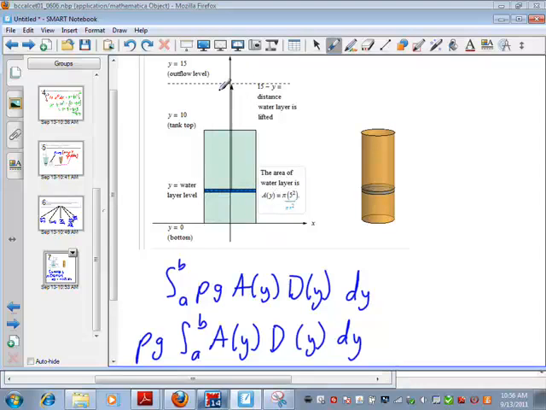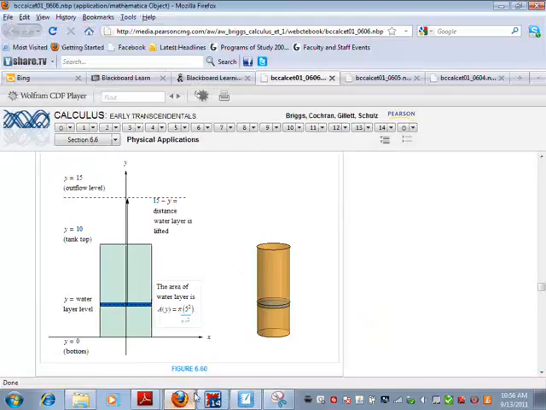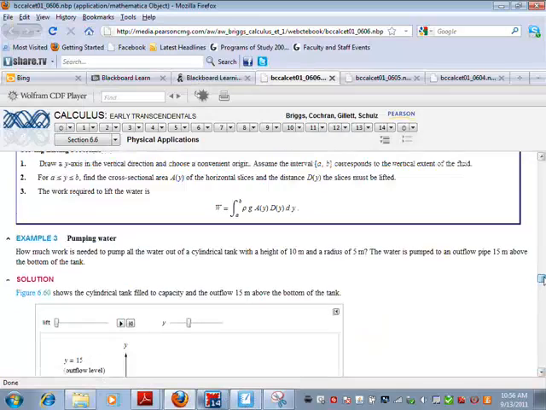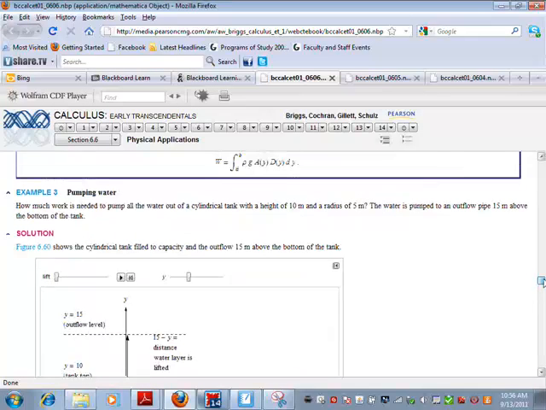What is that 15? What unit? So let's look at the context. What is the unit of 15, the measurement unit? I think it's meters. Let's look back at the problem. So the height is 10 and the radius is 5. It's pumped to an outflow pipe that is 15 meters above.